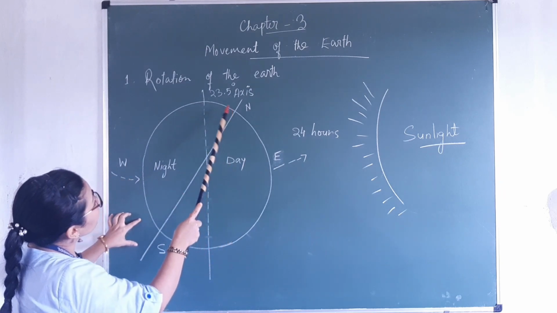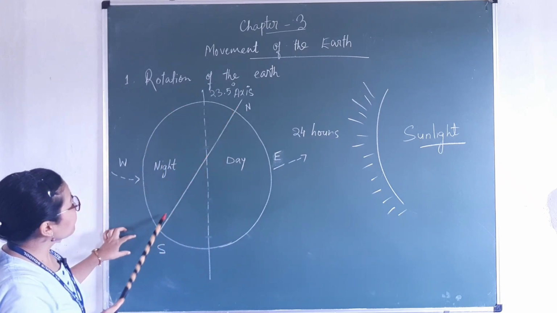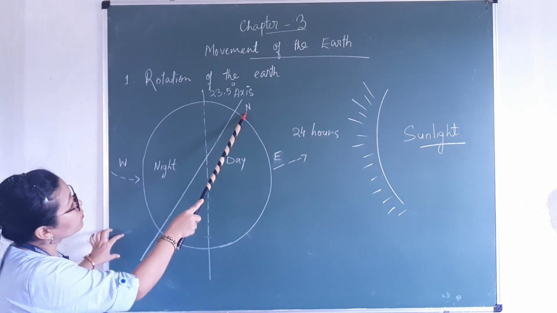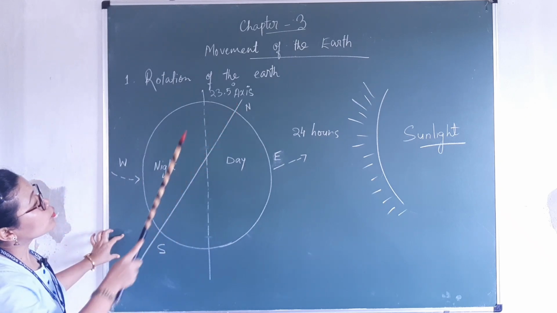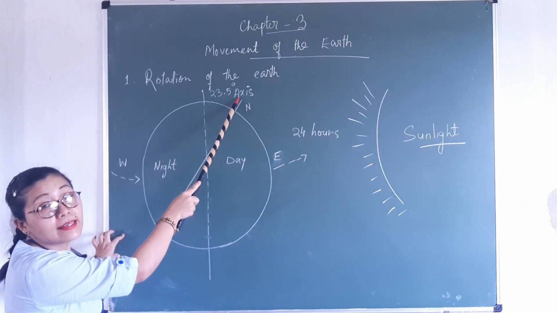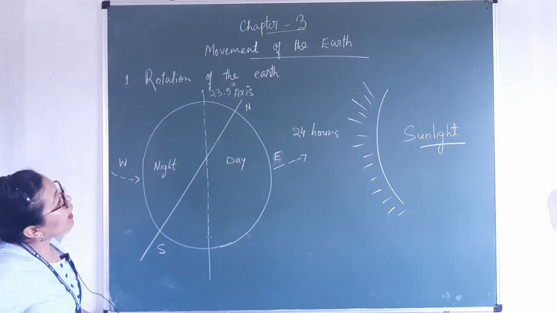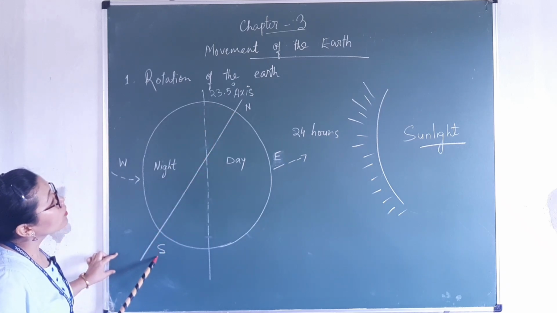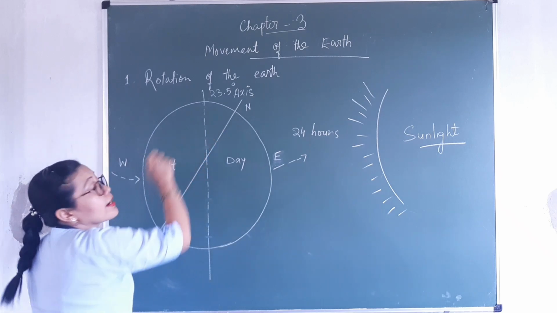You can see here this is the Earth. And this is an imaginary line, and this is the North Pole and this is the South Pole. So the imaginary line joining the North and South Pole is called an axis. Now tell me, what is an axis? An imaginary line joining the North and South Pole on which the Earth spins is called an axis.